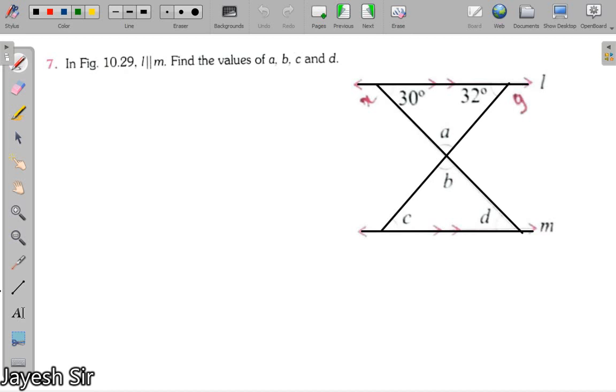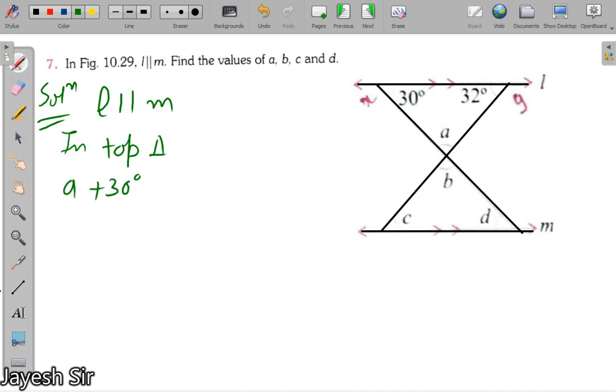Next is question number 7. In question number 7, as you can see in the diagram, you have L parallel to M. Line L is parallel to line M. We have to find the values of A, B, C and D. Now first of all, in the above triangle, or we can say the top triangle, what we have is A plus 30 degrees plus 32 degrees is equal to 180 degrees. Why so? By angle sum property.